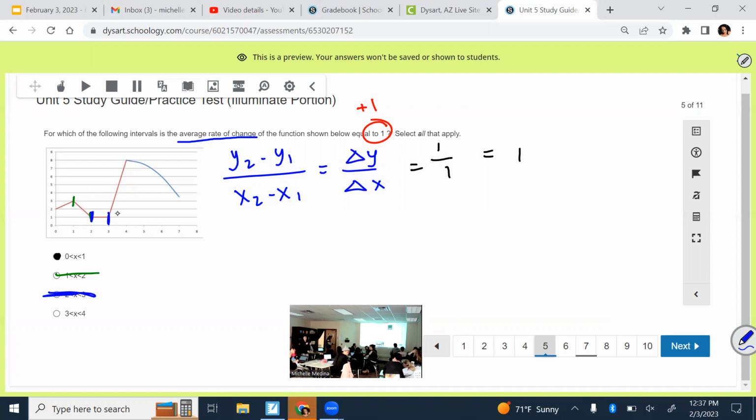From 3 to 4, so from here to here, what is the y changing by if I'm going from 1 to 8? Changing by 7. And then what's the x changing by from 3 to 4? So that one has an average rate of change of 7. All right, that's why I think this one's easier if you have graphs like this. But either way, the first one's the only one that has an average rate of change of 1. So good? Yes. And we do number 1. All right.